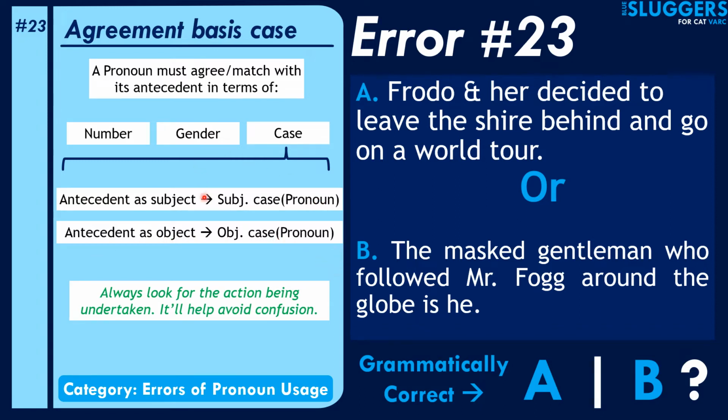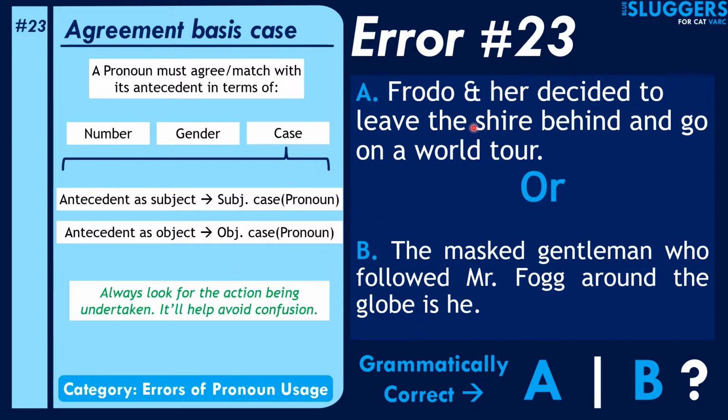Okay, enough repetition. So let's start with the sentence. First sentence says: Frodo and her decided to leave the Shire behind and go on a world tour. How do you decide whether an antecedent is subject or object? You look at the action being undertaken. Always look at what is the action being undertaken. Once you know what the action is, then obviously you can figure out who's the person on the doing side of the action, who's the doer, that will be your subject, and who's on the other receiving side of the action, that will be your object.